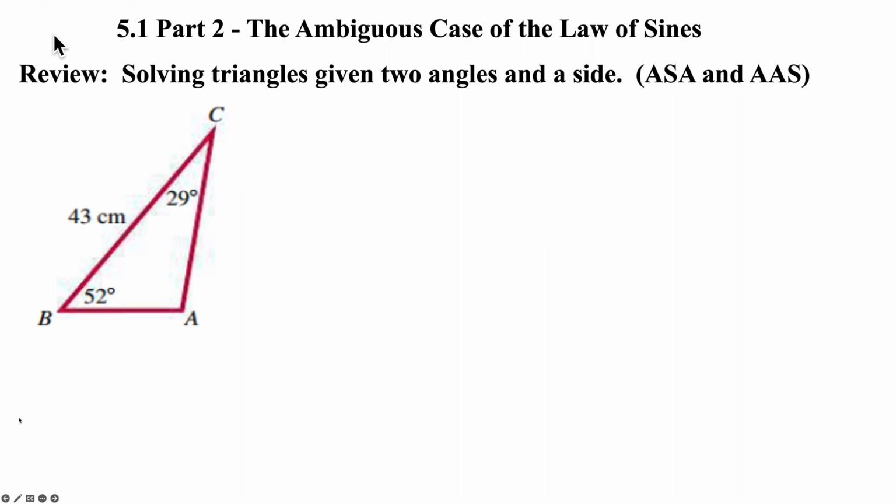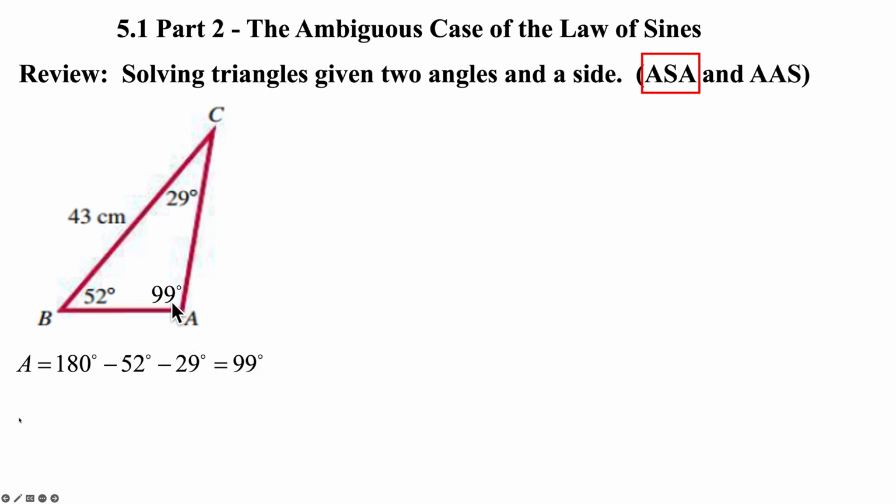All right, let's look at 5.1 part 2. So a quick review first before we look at the ambiguous case. Let's go over our other videos where we talked about using the law of sines when we have two given angles, whether it's angle, side, angle or angle, angle, side. My picture here is angle, side in between my other angle. That's this version. Either case, no matter what, find the third angle.